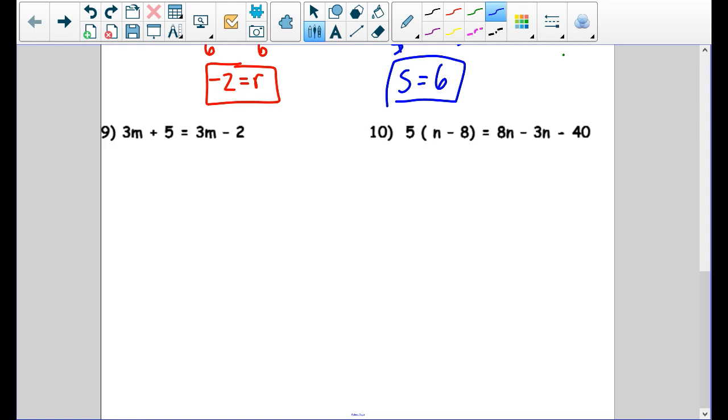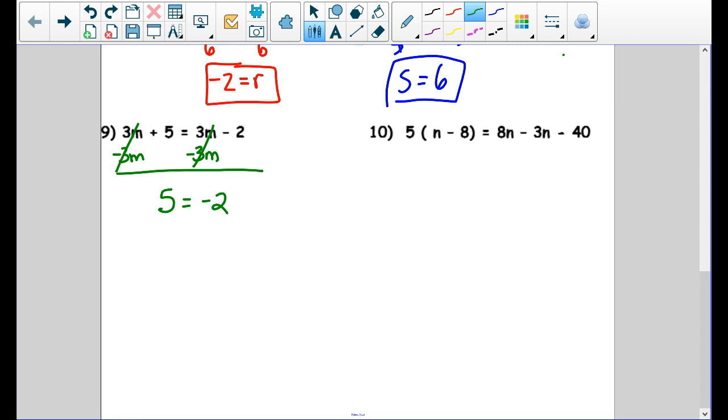Alright. So again here, number 9. 3m plus 5 equals 3m minus 2. Again, let's get the variables on the same side. They're both on the same side, so we're going to subtract 3m. 3m minus 3m is 0. What am I left with? 5 equals negative 2. And this is the one that saves me one extra step. The variables canceled out, and I'm left with two numbers. 5 equals negative 2.